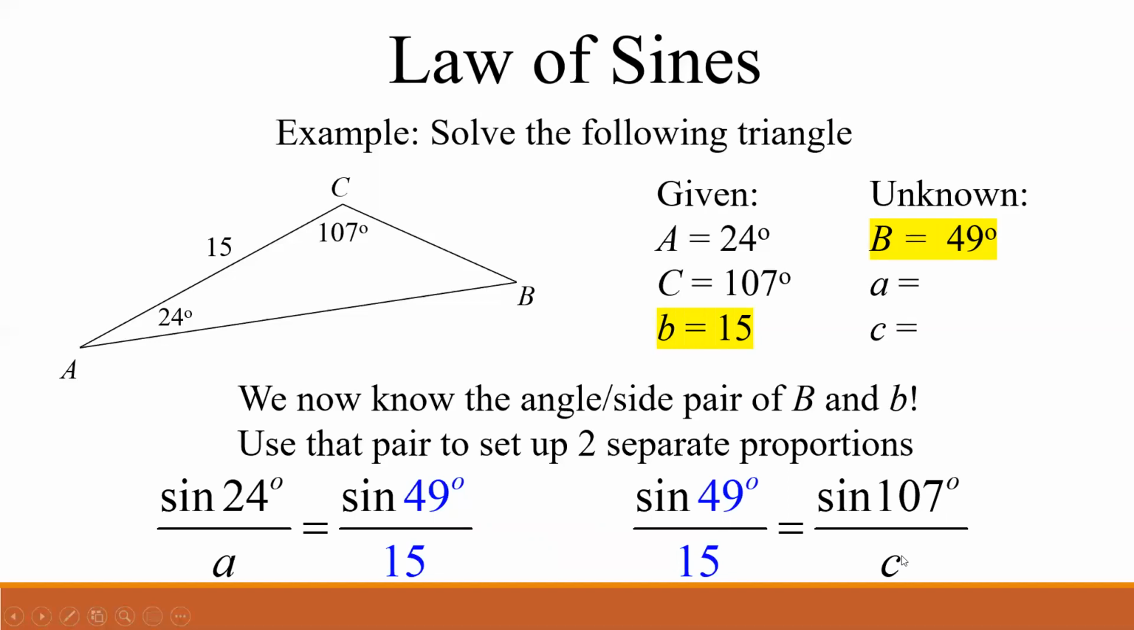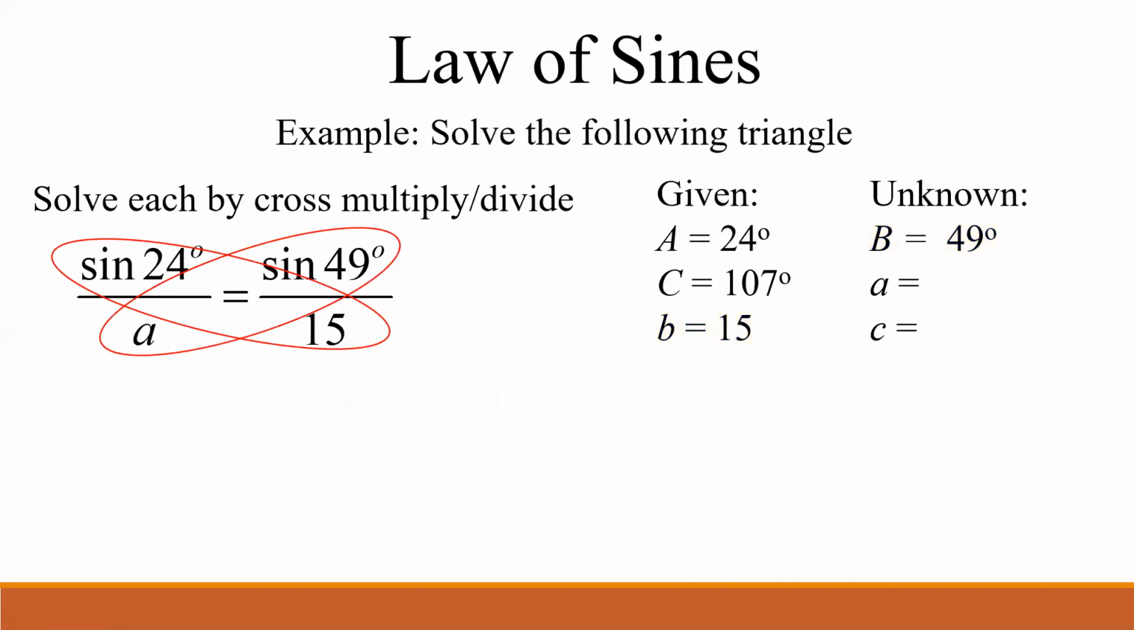Now when you solve this, you know how to do this. You've been cross multiplying and dividing since you were in middle school. So I'm going to get rid of my triangle up here just so I can have some room to show you what's happening. From here, I'm going to set up just my first one. I'm going to find side A using that proportion. I drew some ovals in here to show you what's happening. You're going to cross multiply and divide. So I'm going to do A times sine 49 and set that equal to 15 times sine 24. And you see that right there.